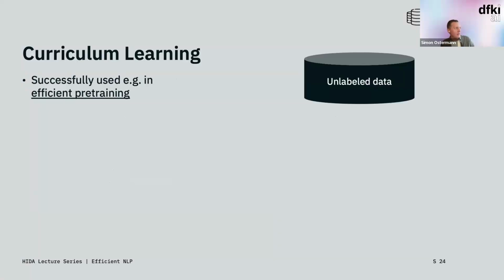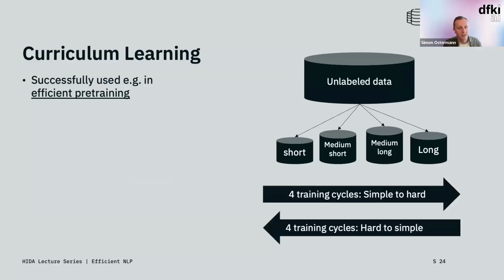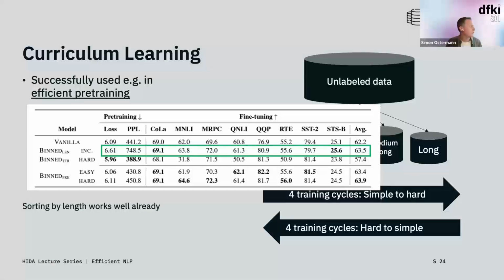This was, for example, successfully used in efficient pre-training, with the very simple idea to just sort examples according to length, right? So you have very long sentences during pre-training, medium long, medium short, and short sentences, and then you can train short to long, so like simple to hard, or hard to simple, meaning long to short. And what you can see here is that sorting by length works well already.